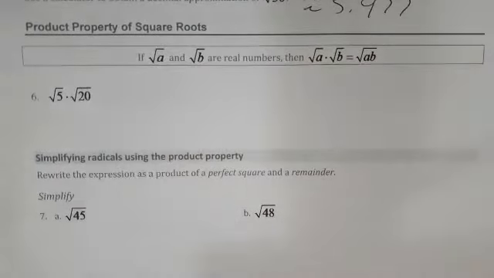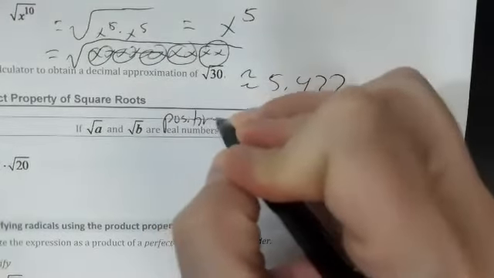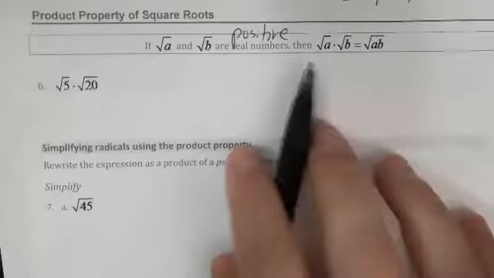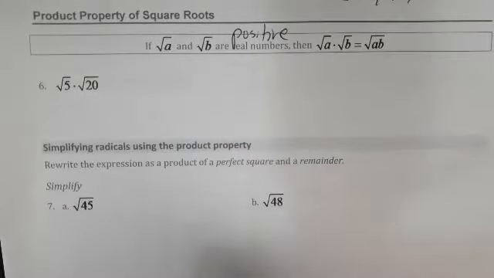Product property of square roots. So if a and b are real numbers, and they should really say that they are positive here. I'm not so sure this works very well if you have negative numbers. But we're not doing negative square roots until 2 more pages, I think. But if a and b are positive real numbers, then we get this thing. And so if they are separate roots, we can combine them under one root and multiply them together, is what this property is kind of telling me.